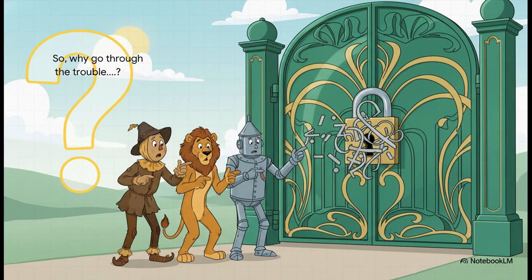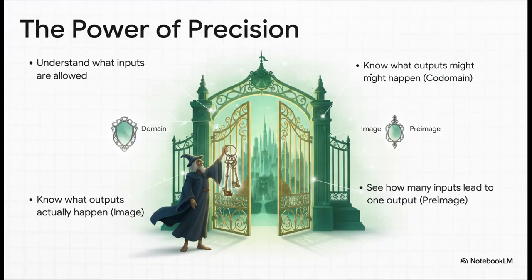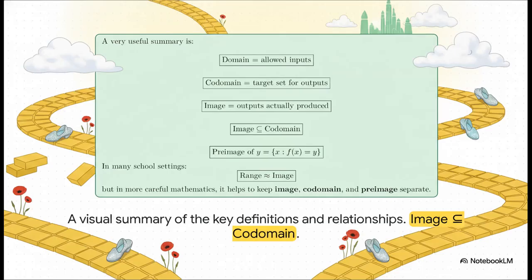And this really is the bottom line, isn't it? Why bother with all this picky vocabulary? What's the real payoff? Here it is. Mastering this language is how you develop what's called function sense. It's not just about memorizing words. It's about being able to clearly and confidently describe what a function is doing, what can go in, what might come out, what really comes out, and how the inputs and outputs connect. That's power.